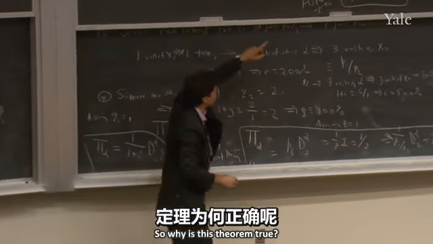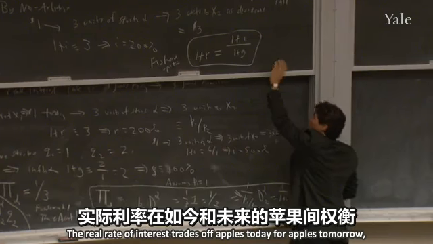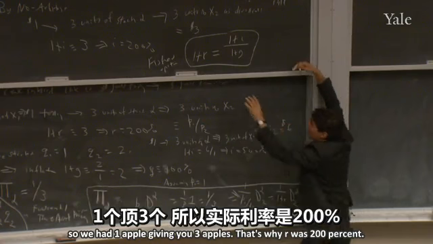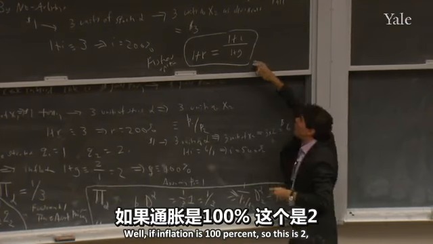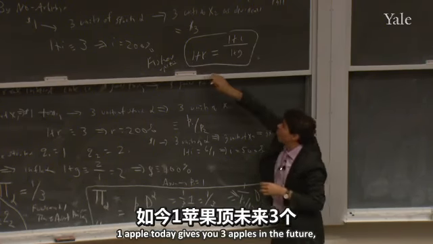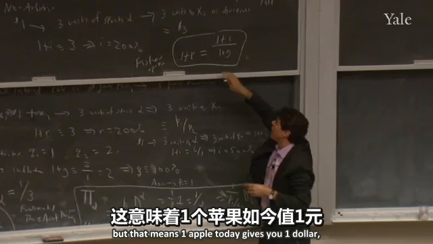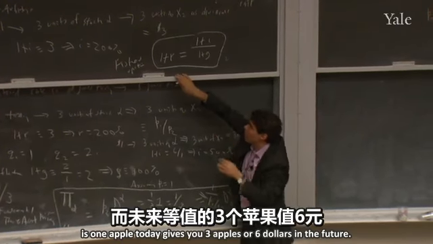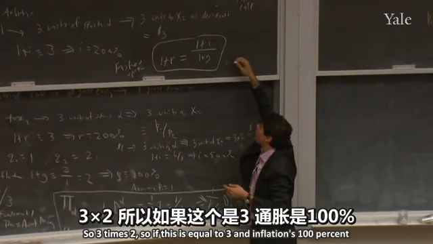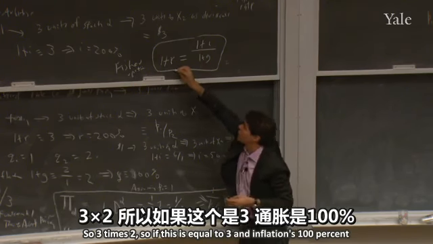Okay, so why is this theorem true? The real rate of interest trades off apples today for apples tomorrow. So we had 1 apple giving you 3 apples. That's why R was 200%. Well, if inflation is 100%, so this is 2, then 1 apple today gives you 3 apples in the future, but that means 1 apple today gives you 3 apples, or $6, in the future. So you have to take 3 times 2.